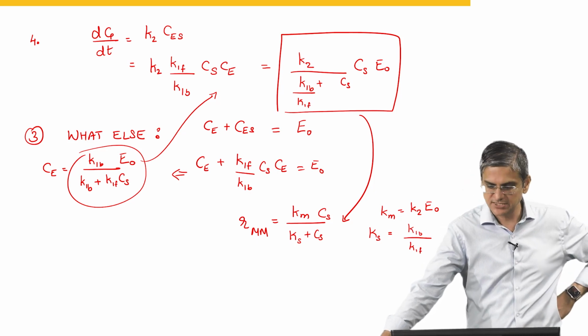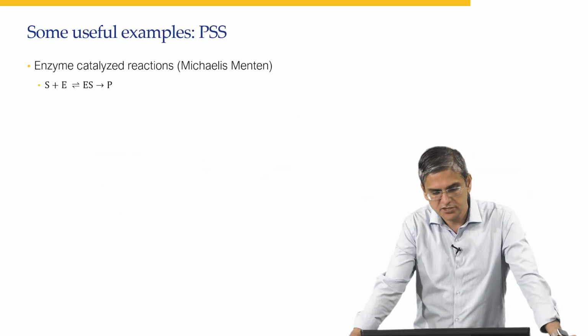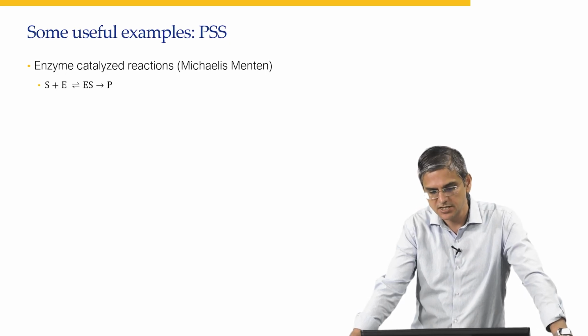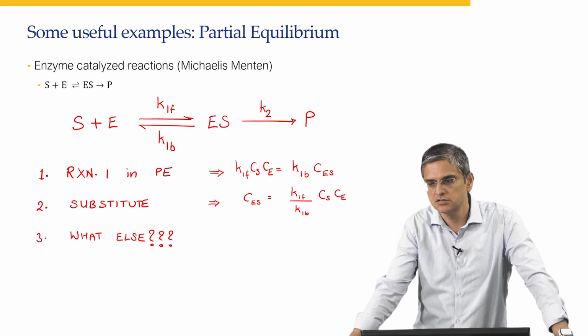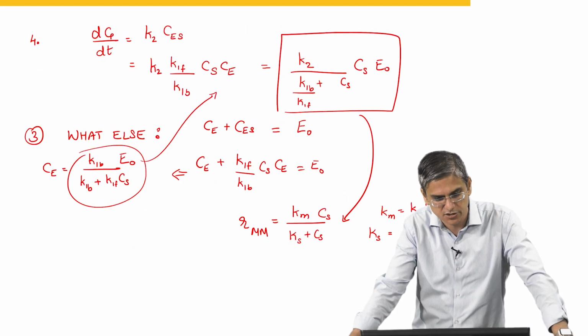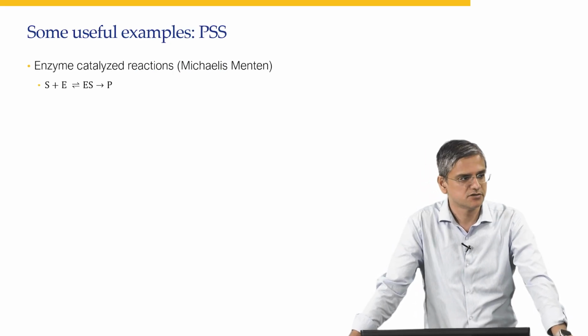Okay, Ks is called the saturation constant, Km is called the Michaelis-Menten constant. Now, the question is, what if ES is under pseudo-steady state? Instead of the first reaction being under partial equilibrium, you are given that ES is under pseudo-steady state. What will you do?